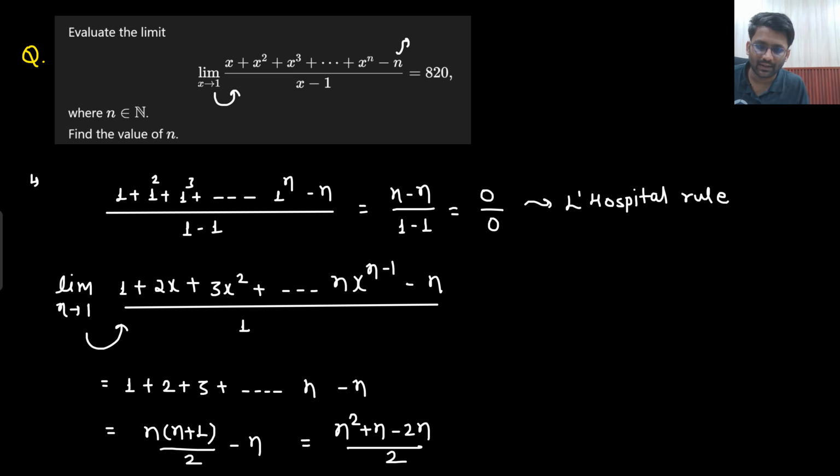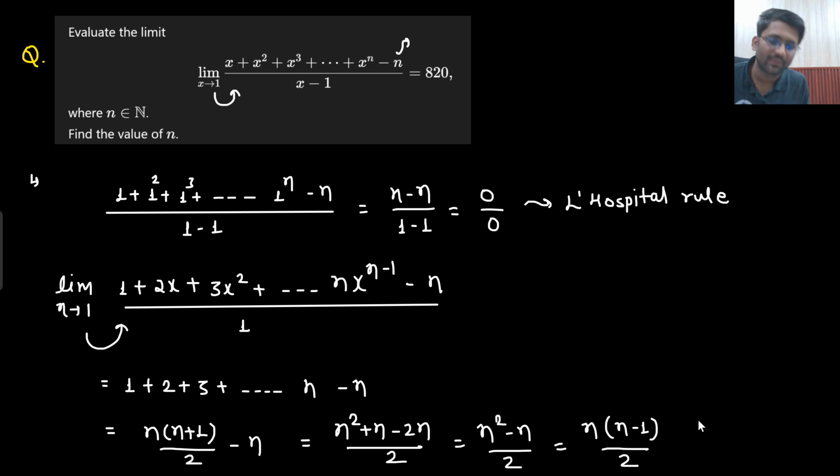So what answer are we getting? The answer we are getting is n square minus n divided by 2. So we are getting the answer as n into n minus 1 divided by 2. So this is the limit that is coming out to be. This limit is nothing but n into n minus 1 divided by 2, which equals 820. So n into n minus 1 divided by 2 is 820.